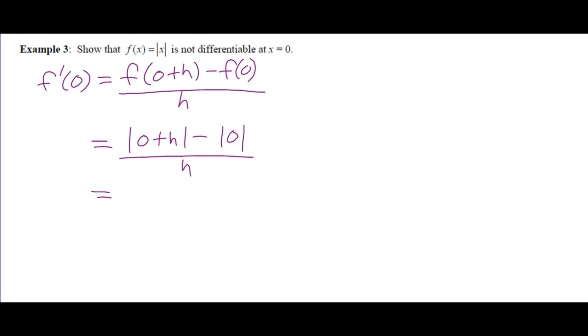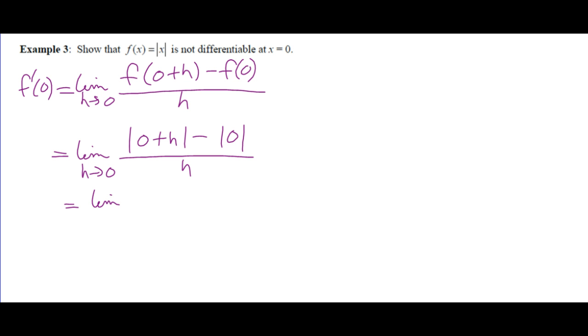Should that be a limit? Right. Good catch. Limit as h approaches 0. So it's going to be the limit as h approaches 0 of what? Just the absolute value of h over h.